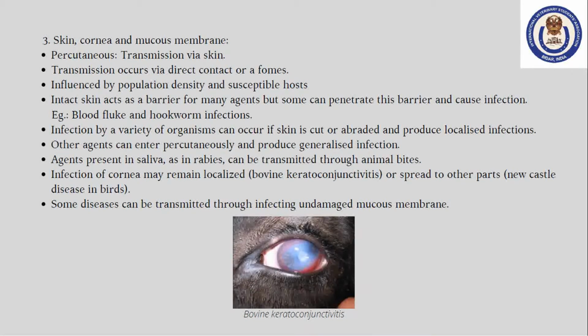The infection of the cornea may be localized, like in bovine keratoconjunctivitis, in which the infection is restricted to the eyes only, or it can spread to other parts, like in Newcastle disease in birds. In this, the infection may start from the eye, but it can spread to other organs also. Some diseases can be transmitted through infecting the undamaged mucous membranes.